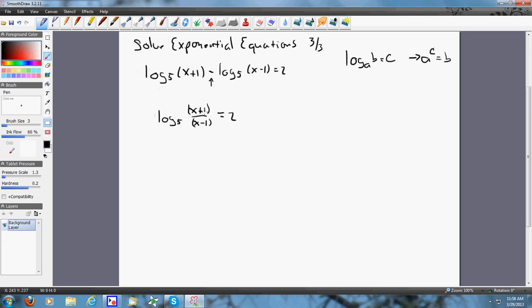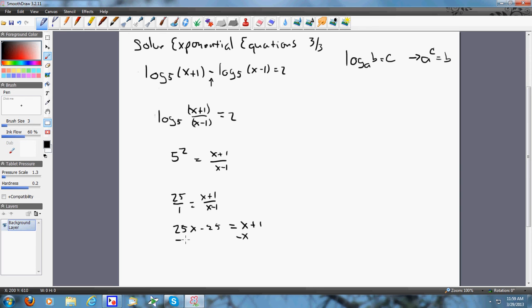Here's my a, here's my b, here's my c, so I really have 5 squared equals x plus 1 over x minus 1. And so you get 25 over 1 equals x plus 1 over x minus 1. I just put that over 1. I'm going to cross multiply, and you'll get 25x minus 25 equals x plus 1.